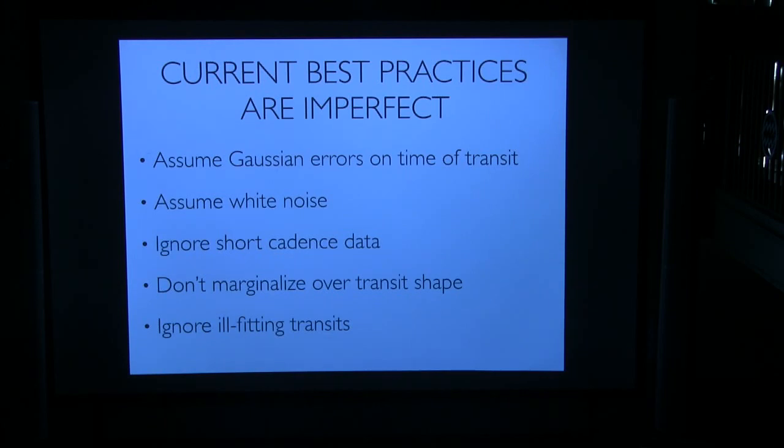Just to put what I just implied into words, the current best practices are good, but they're not perfect. We can do a little better. They assume Gaussian errors on the time of each transit. White noise is assumed in the light curve. Kepler has 2 modes of data, one with photometry every 30 minutes, one with photometry every 1 minute, and they throw out the 1-minute data. It's a lot of data, to be fair. They assume one transit shape. They don't marginalize over many different transit shapes, and they ignore ill-fitting transits.